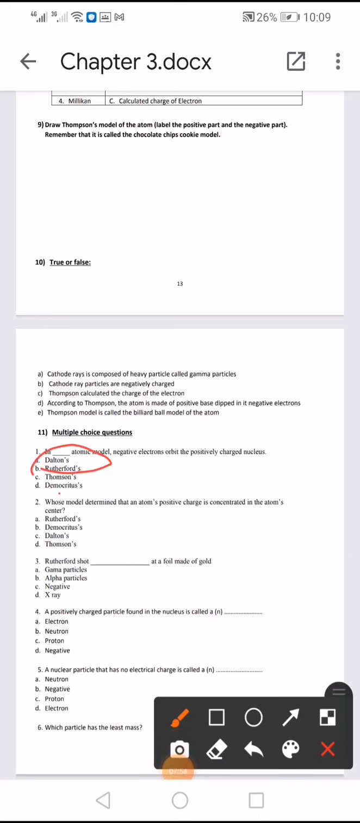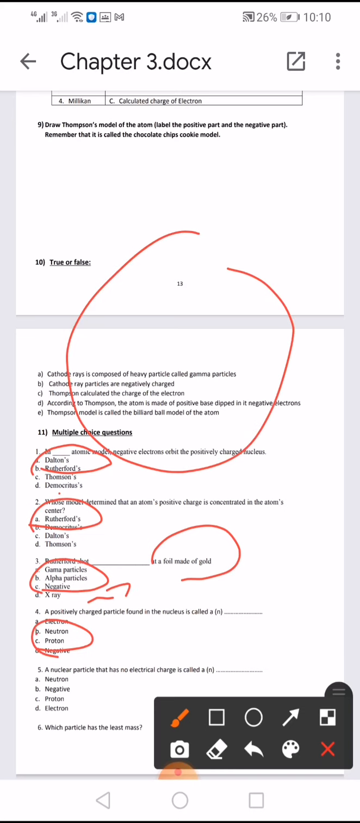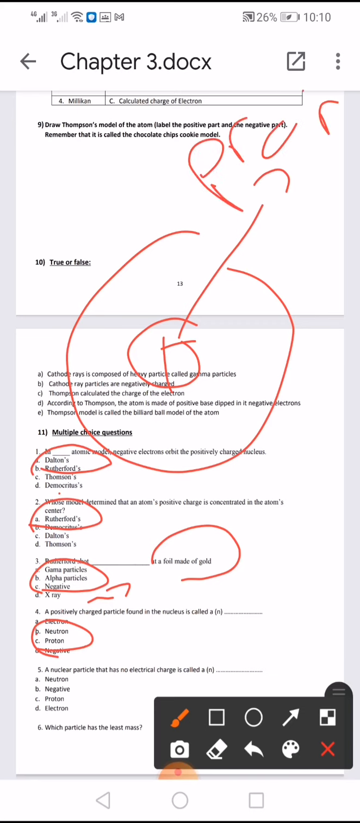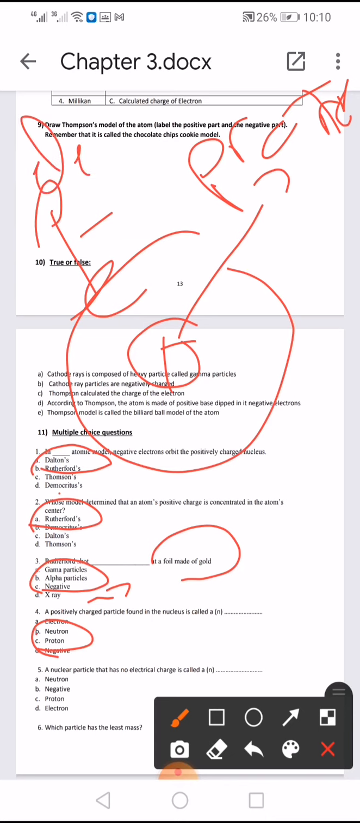Whose model determined that an atom's positive charge is concentrated in the atom's center? Rutherford shot what at the gold foil? Alpha particles. A positively charged particle found in the nucleus is called the proton. The negative charge is called the electron. Inside the nucleus there is another particle, the neutron, which has no charge.